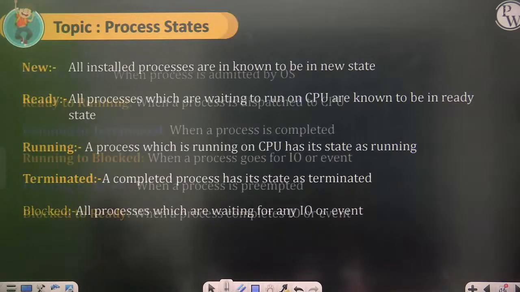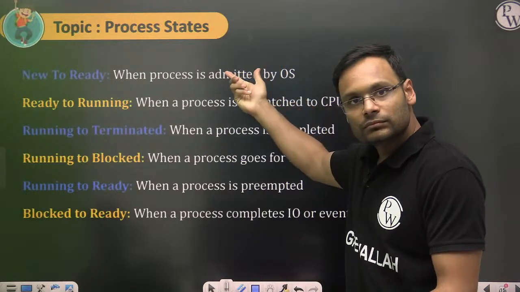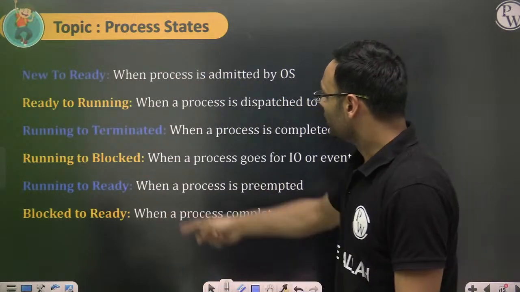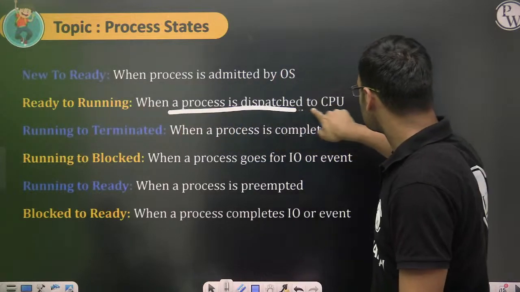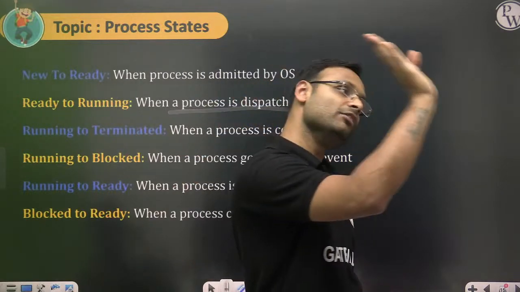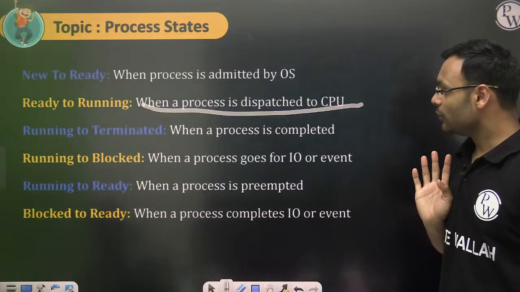Okay, now transitions. New to ready, when a process is admitted, when the OS is bringing a process to run. Ready to running, when a process is dispatched to CPU. When the operating system decides P3, you run, then P3 will go to the CPU after context switch.